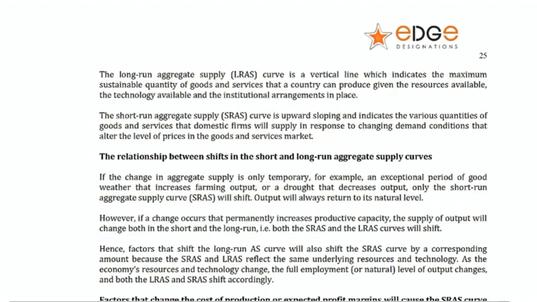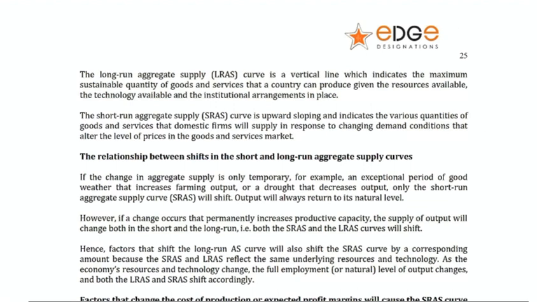Okay, top of page 25. The long run aggregate supply curve is vertical. We've showed you that on the previous page. What does that tell us? That says that the maximum sustainable quantity of goods and services that any country can produce with their available resources, and the technology available and everything that they need to have in place. That's in the long term.